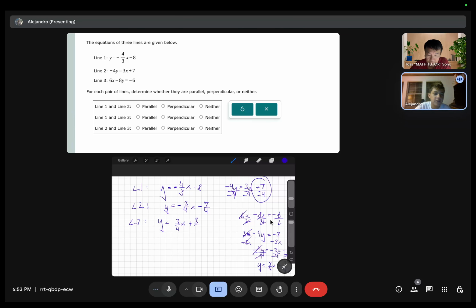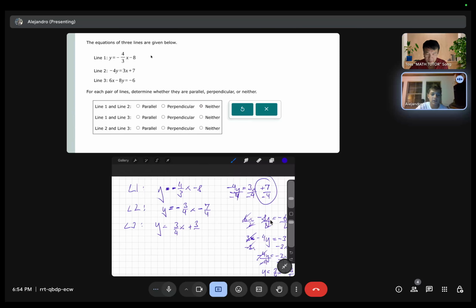I think for lines 1 and 2, it's neither. Just because they're flip-flops of each other, they're not opposite. Is that okay? Yeah, so it's neither. And what about line 1 and 3?